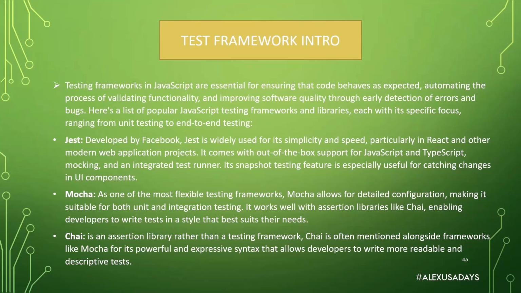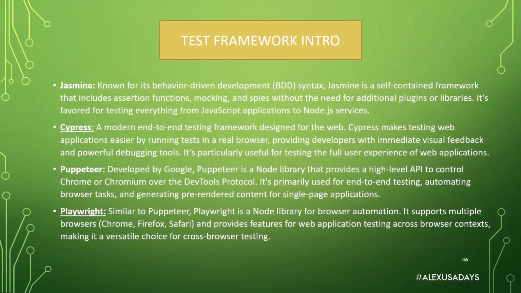So Mocha and Chai are very popular in JavaScript. Even if you're going to go into Playwright or Cypress, there's still going to be a lot of things that are very similar to Mocha and Chai. Chai is an assertion library rather than a testing framework. Chai is often mentioned alongside frameworks like Mocha for its powerful and expressive syntax that allows developers to write more readable and descriptive tests. Next one is Jasmine.